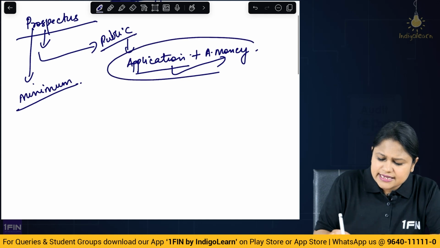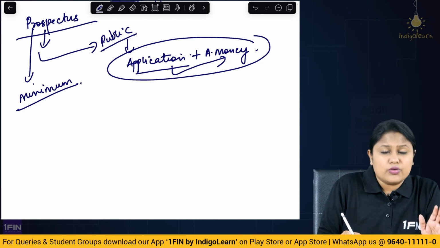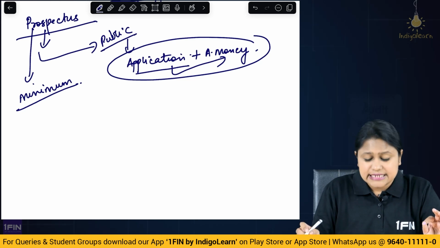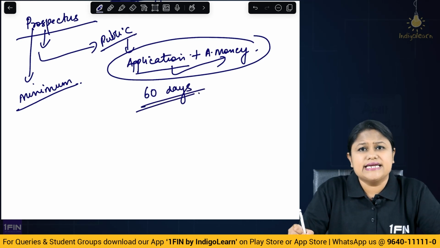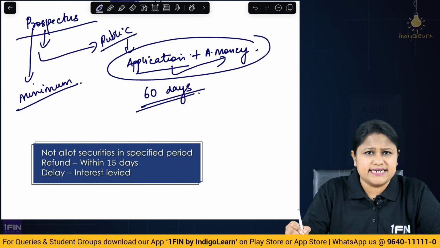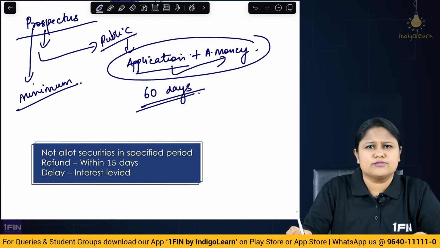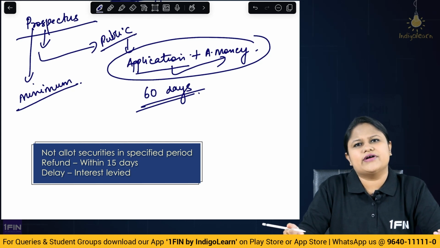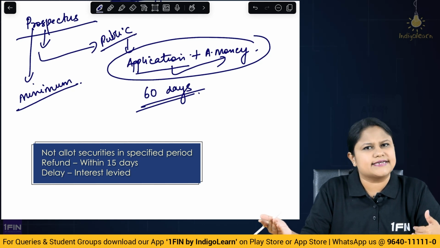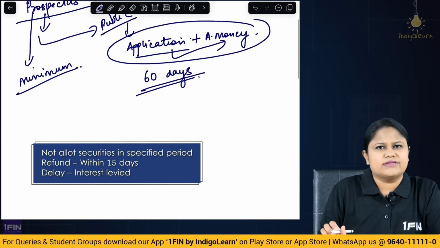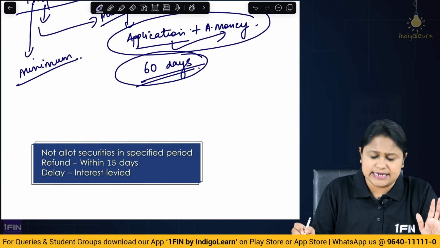So when the application money and the application forms are received, the company will have to wait for the minimum subscription to be collected. Once the company receives the minimum subscription, then compulsorily within 60 days, the company must allot the securities. And if the company does not allot the securities within the 60 days, then they have to move in for what? Refunding. Refunding should be done to all the applicants. We don't call them shareholders because they're not our shareholders; we call it refunding back to the applicants. Within 15 days, you have to refund all the money, and if you delay, obviously interest will be levied. Correct? So within 60 days from the receipt of application money, you have to go in for the allotment. That is the 60 days timeline given.